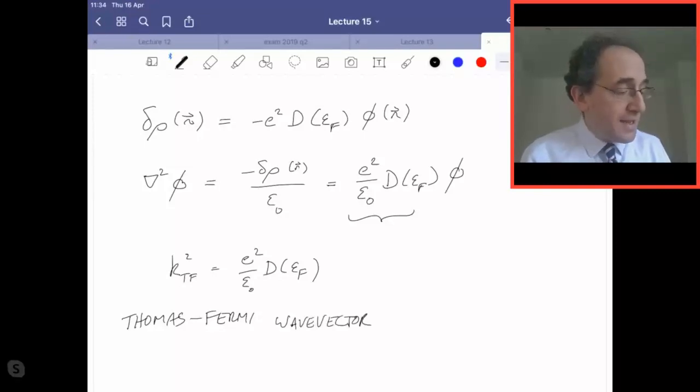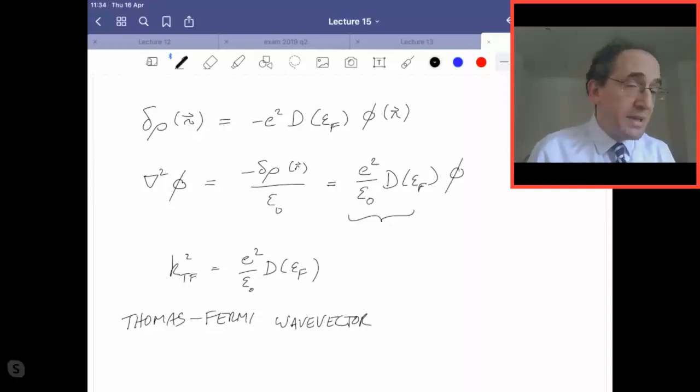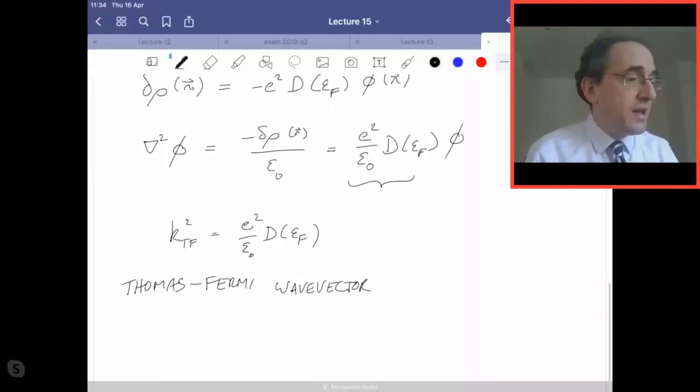And this is named after, well, everyone knows who Fermi is. Thomas was Llewellyn Thomas, who worked out this calculation in 1927, incredibly shortly after people first understood Fermi statistics and the Schrödinger equation. So this was really done very, very early in the history of quantum mechanics.